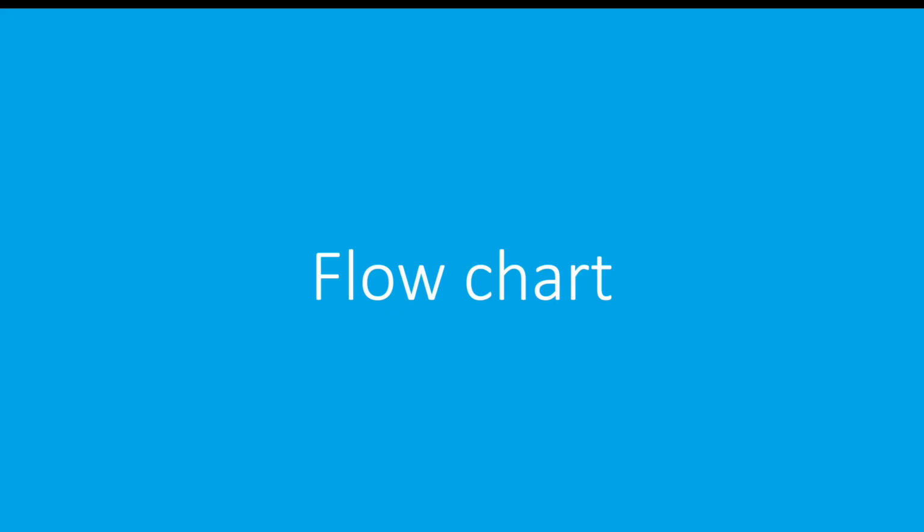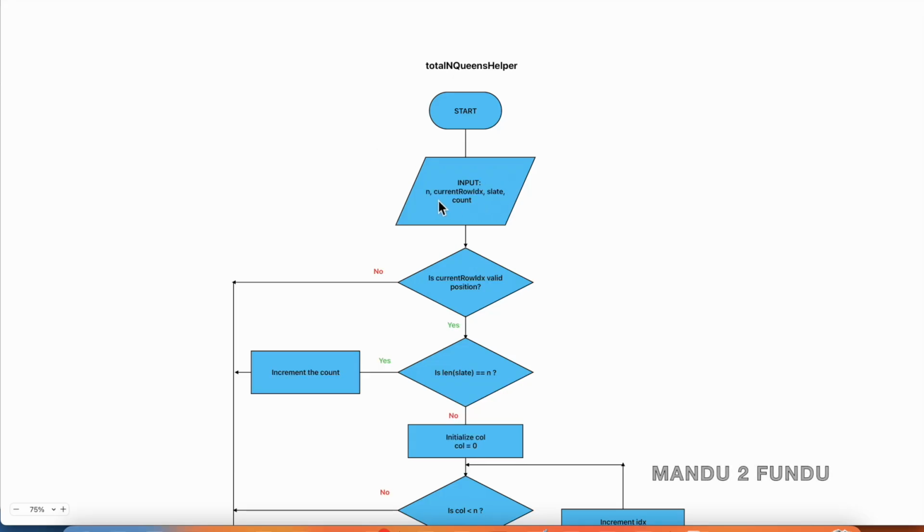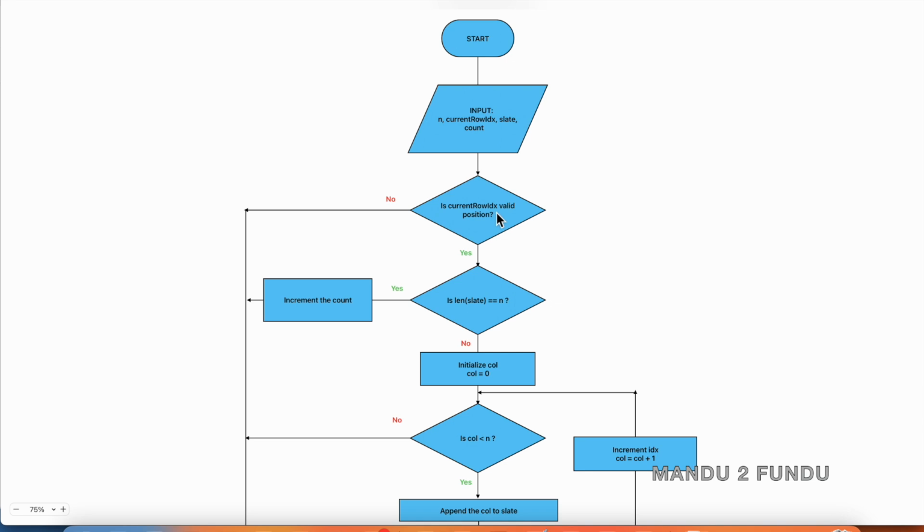Let's look at the flowchart. Input for this procedure is the number of queens n and the current row index and the slate, and then the count. First we check whether the current row index is a valid position. Here we call a function which checks whether the current placement of the queen will attack the previously placed queens. In that case it will return false for the valid position check. In that case we backtrack.